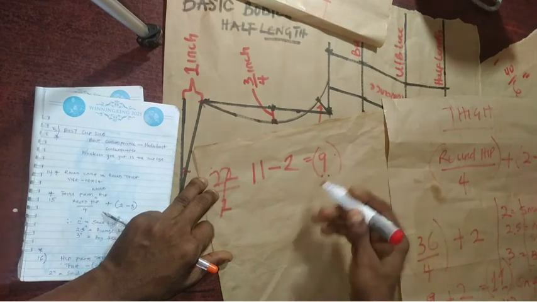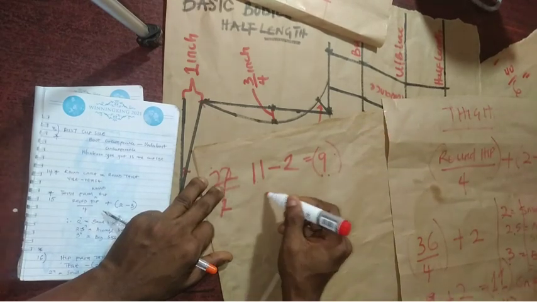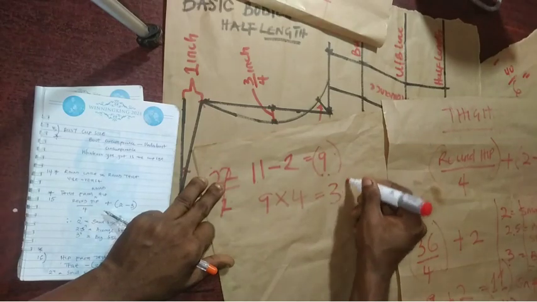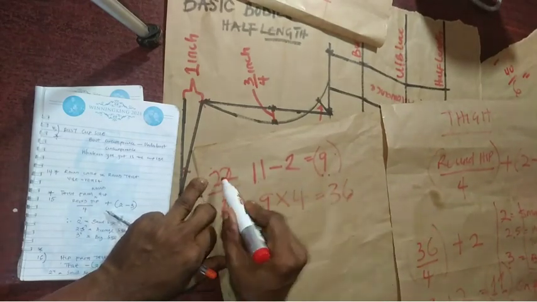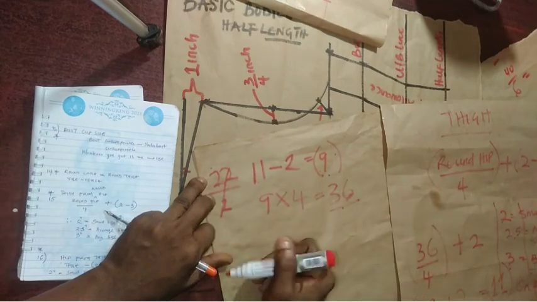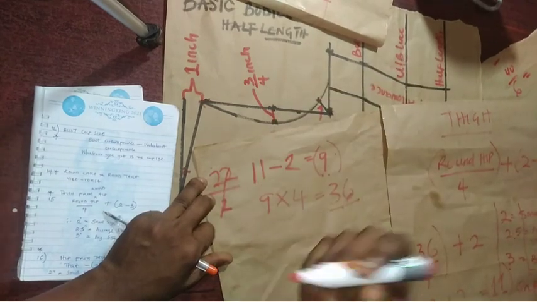Do you understand? So for you to get the full hip circumference, all you need to do is 9 times 4, which will give us 36. It means that someone whose thigh is 22 inches, the hip is going to be 36 inches. Now let me do it again for you to really understand.